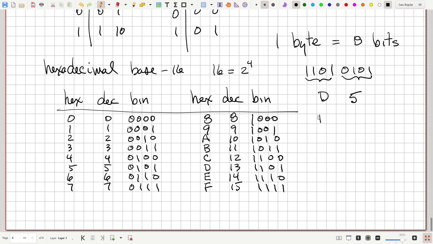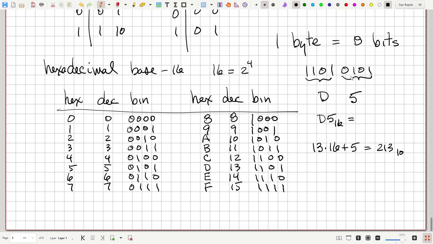So what is D5 in base 16? D is the ones digit, and 5 would be... sorry, 5 is the ones digit and D is the 16s digit. D is 13 in decimal, so this would be 13 times 16 plus 5 times 1, and that is 213 in base 10. So it's much easier to manipulate hexadecimal numbers than binary numbers, and yet there's a simple relationship between them. Each hexadecimal digit counts directly for 4 binary digits, whereas in base 10 it's not so simple because you have to do all the arithmetic.